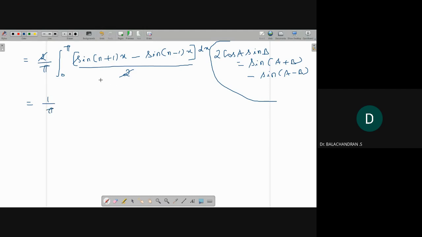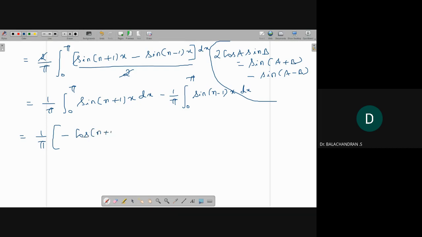Split into two integrals: 1 by pi integral 0 to pi sine of (n plus 1) x dx, minus 1 by pi integral 0 to pi sine of (n minus 1) x dx. If you integrate sine (n plus 1) x, you'll get minus cos (n plus 1) x divided by (n plus 1), from 0 to pi.